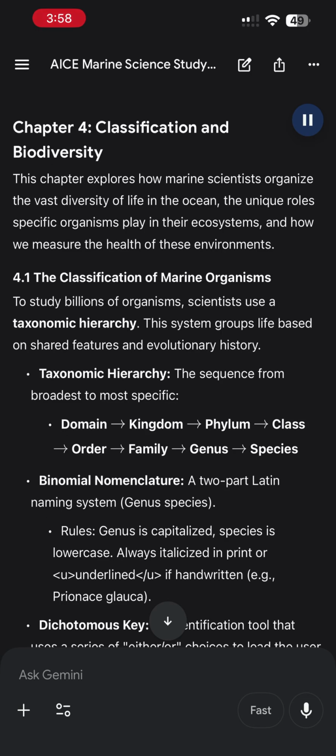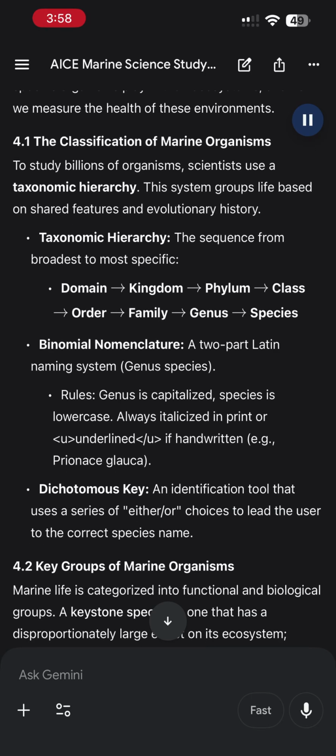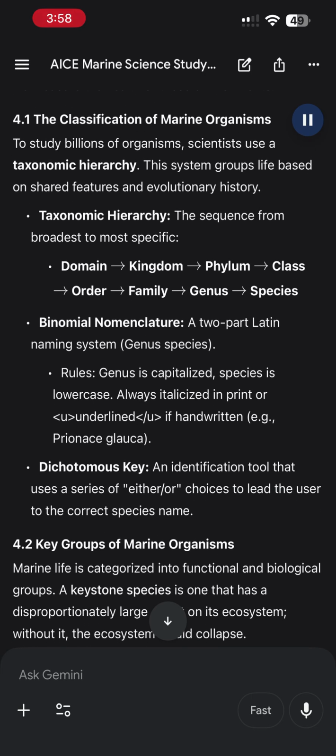Chapter 4. Classification and Biodiversity. This chapter explores how marine scientists organize the vast diversity of life in the ocean, the unique roles specific organisms play in their ecosystems, and how we measure the health of these environments. 4.1 The classification of marine organisms.